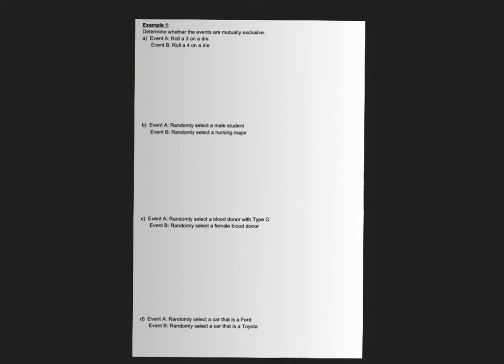All right, determine whether the events are mutually exclusive. Event A, roll a 3 on a die, and event B, roll a 4 on a die. So can A and B happen at the same time? No, there is no way for you to roll both a 3 and a 4 at the same time. So this is mutually exclusive. I'm saving time, just writing the letters, not the full word.